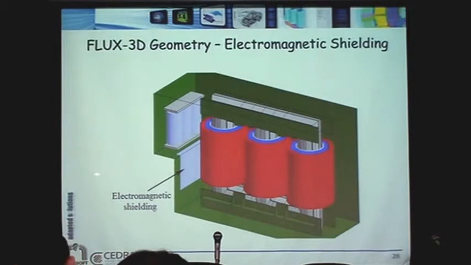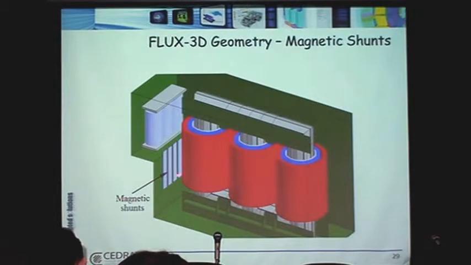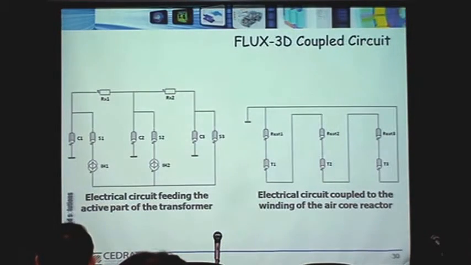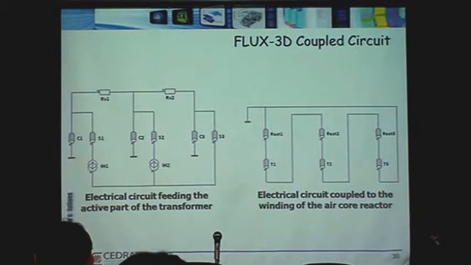So here, that's the first one with the shielding. Okay, that's, I believe, the aluminum shielding. And this is the one with the shunt, just to show you how it changes. The one with nothing, you saw before. So here are the externals, the circuit.